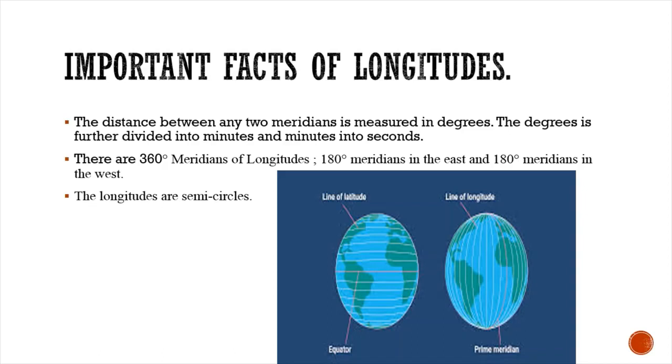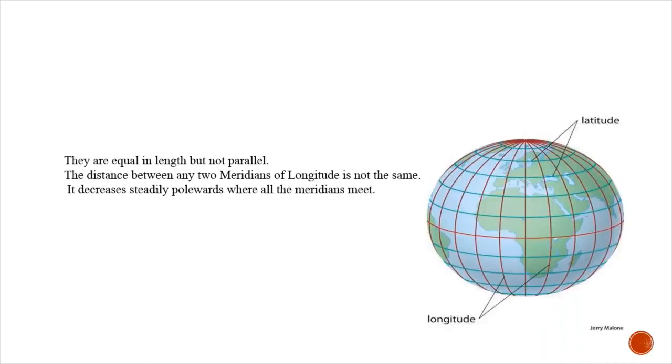Once again, the 0 degree prime meridian divides the earth into two equal parts. So we have 180 meridians in the east and 180 meridians in the west. The longitudes are semicircles. These longitudes are equal in length, but they are not parallel because they meet each other at the poles. If you observe here, you can see that the longitudes meet each other at the poles.